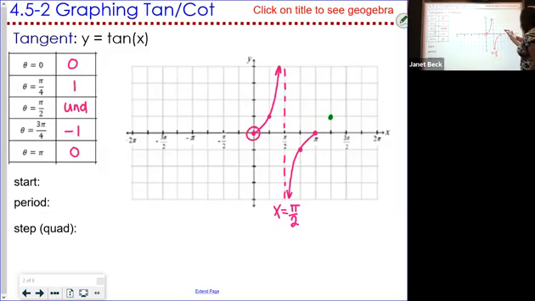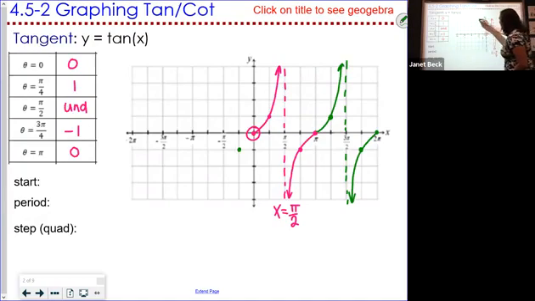This would go up here, there'd be a vertical asymptote again. This would be down here, up here. That is what the tangent function looks like. You could go backwards.